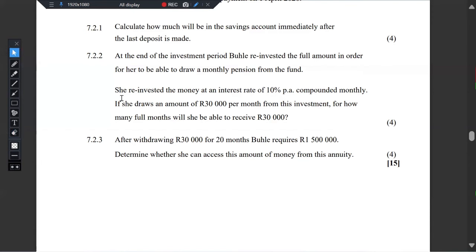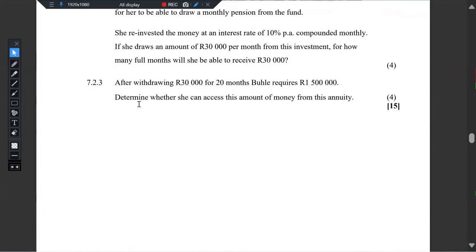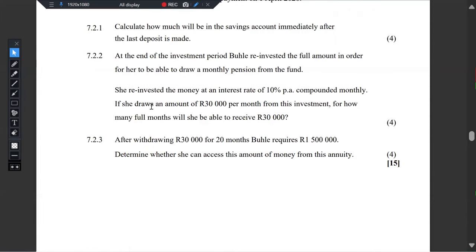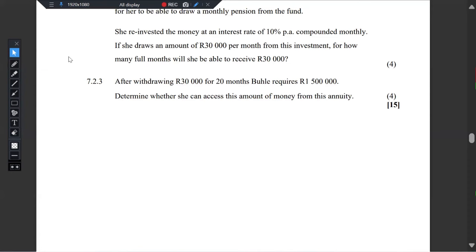So this is the case that we are dealing with. She reinvested the money at an interest rate of 10% this time, compounded monthly. If she draws an amount of 30,000 per month from this investment, for how many full months will she be able to receive 30,000? So Buhle is now relaxing on a beach. She's retired, enjoying her money. Then the formula that we are supposed to use is obviously our present value. So let's go with that.